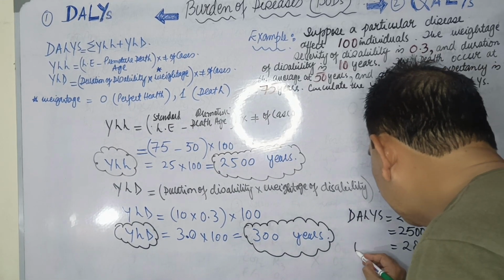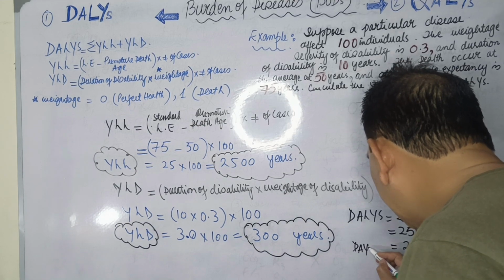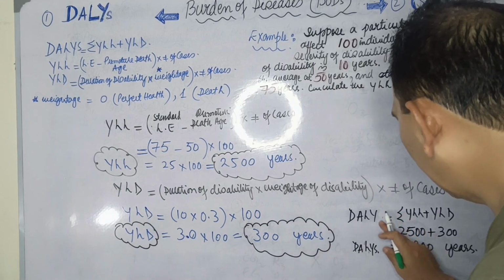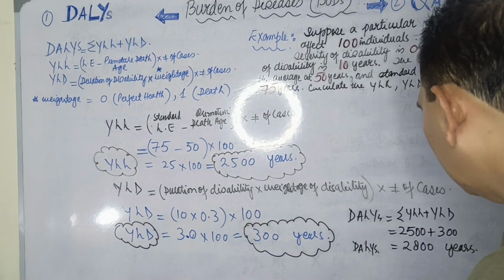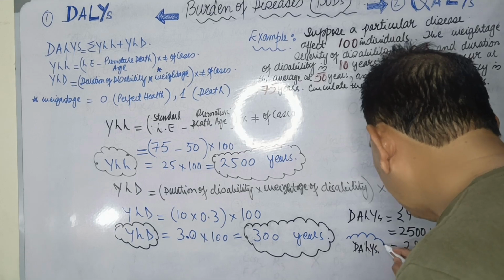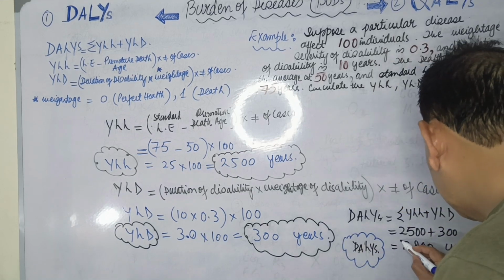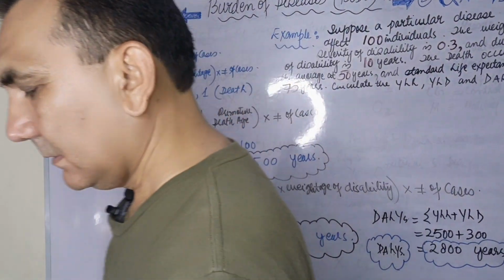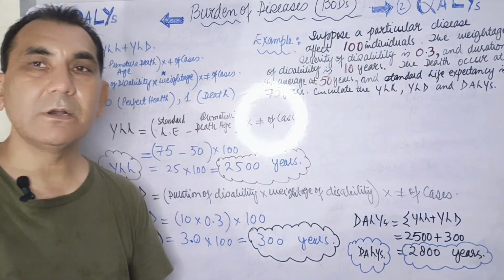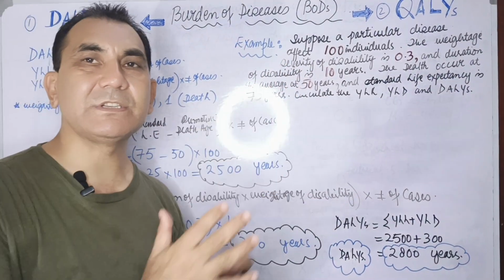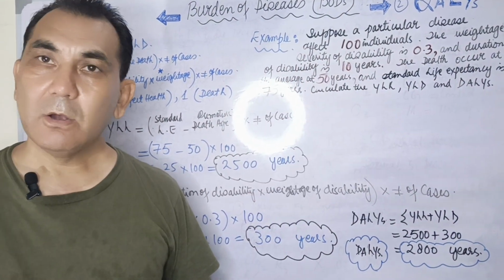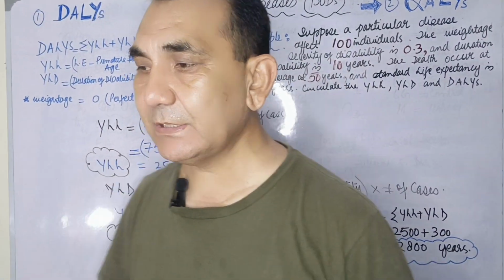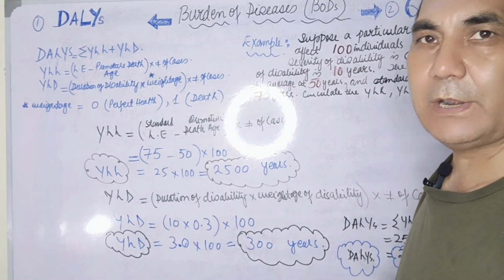2800 years is the DALYs in our given scenario, in our given example of the 100 individuals. So this is the method by which you can calculate the DALYs.